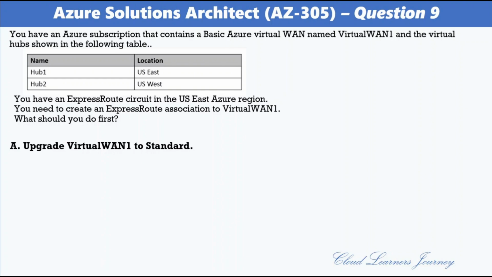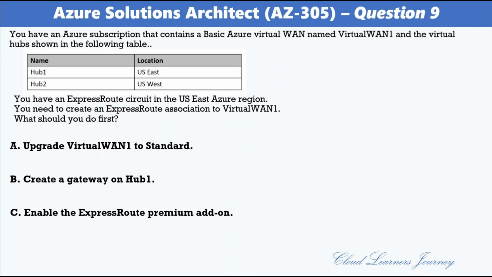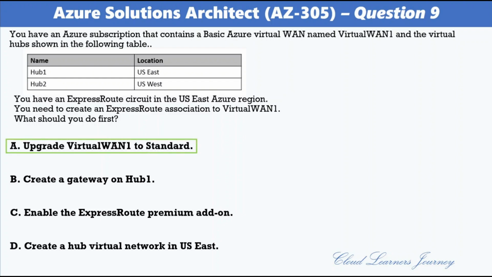And the options are A. Upgrade Virtual WAN 1 to standard. B. Create a gateway on Hub 1. C. Enable the ExpressRoute Premium add-on. D. Create a hub virtual network in US East. And the correct option is A, upgrade Virtual WAN 1 to standard. The basic Azure Virtual WAN doesn't support ExpressRoute. You have to upgrade to standard.